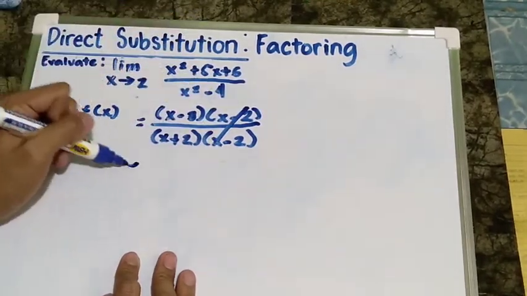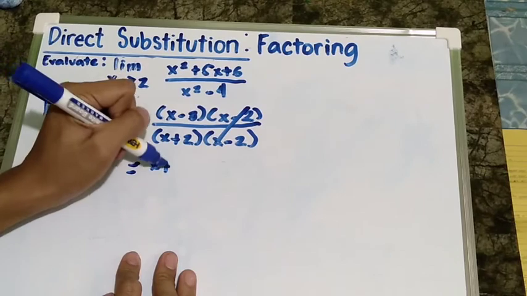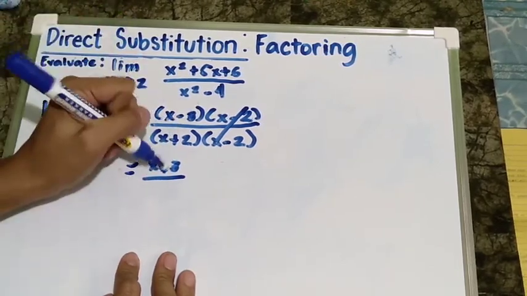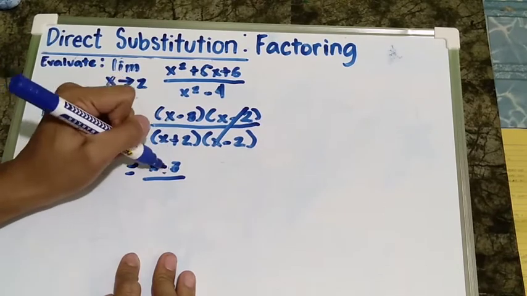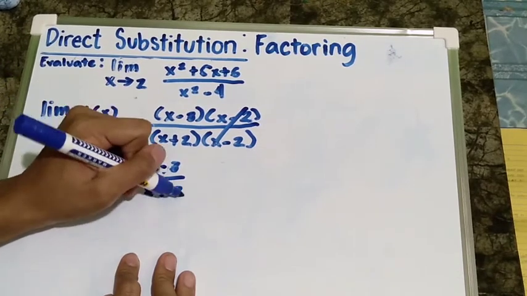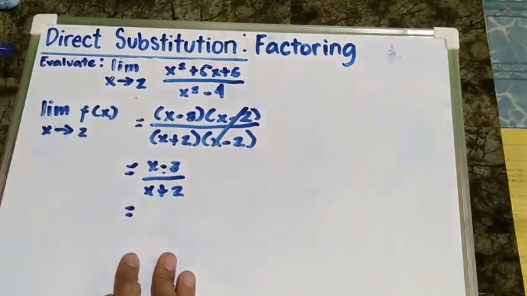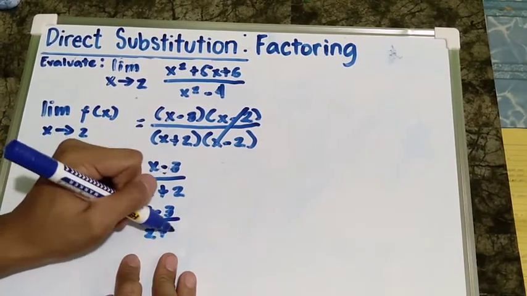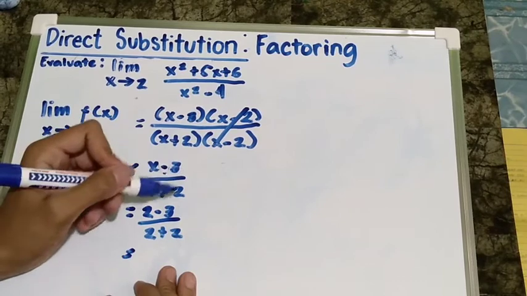So now we can apply direct substitution. Substitute the value of x: 2 minus 3 over 2 plus 2, and the limit of the function when x approaches 2 is negative 1/4.